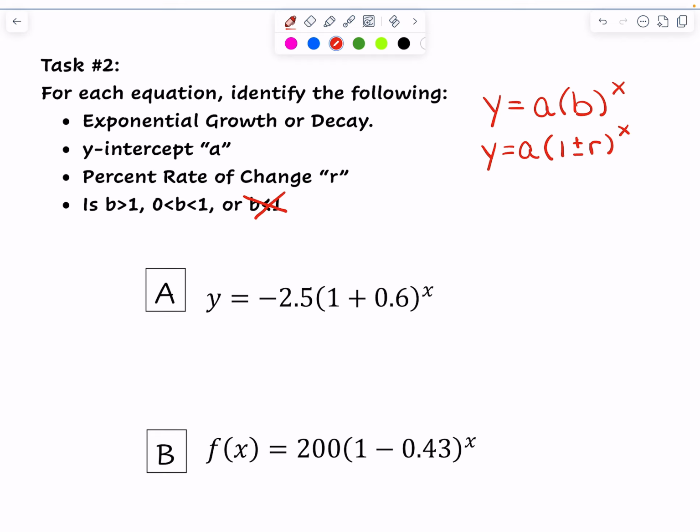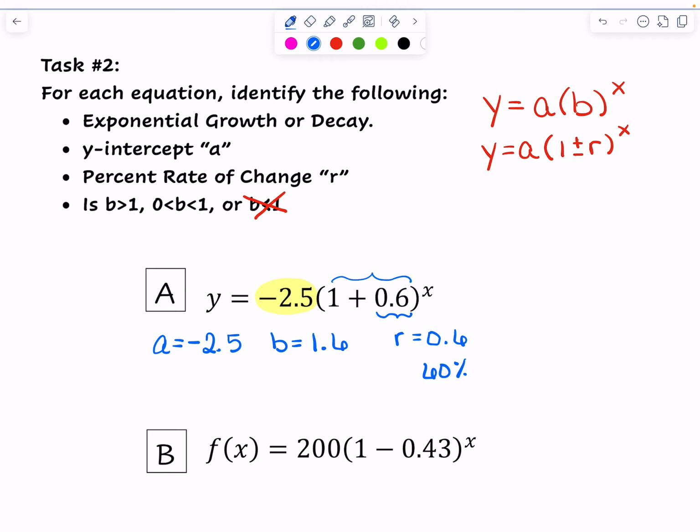So let's look at equation A. This one here, I have y equals -2.5. So that's my A value. A equals -2.5. The B value is what's inside the parentheses. So if I'm looking for all of B, it would be 1.6. If I'm looking for just the R value, R is 0.6, or you could write that as 60% if it asks you for it in percentage form.